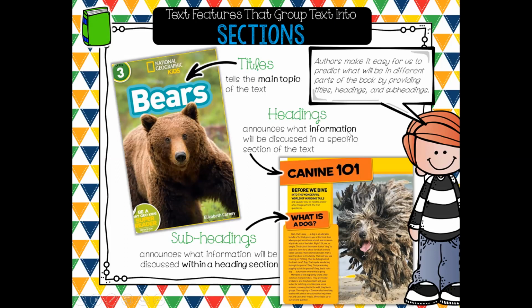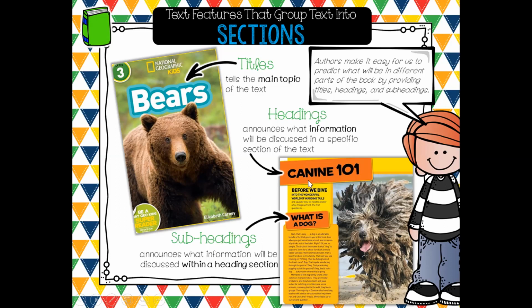Headings announce what information will be discussed in a specific section of the text. So you flip open a book and you see a heading at the top. Canine 101. Well, that's going to tell you what this whole section is about. I'm going to have to guess. Well, canine means dog. So this whole section is going to be about something about a dog. Okay?